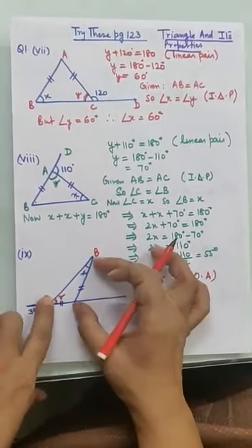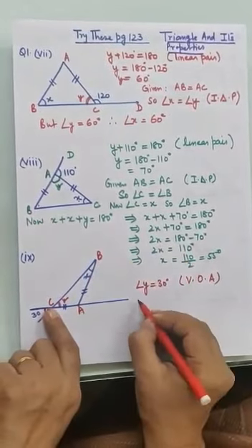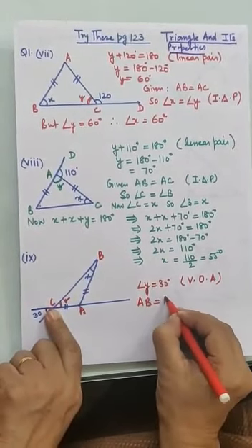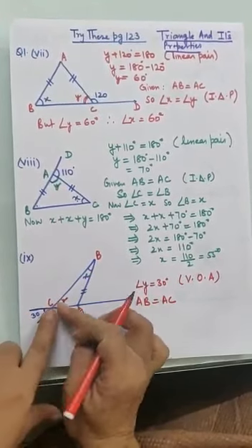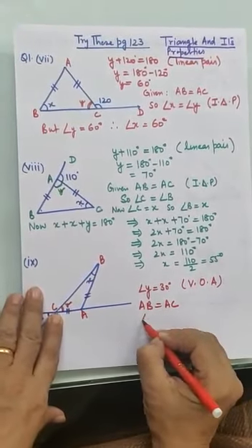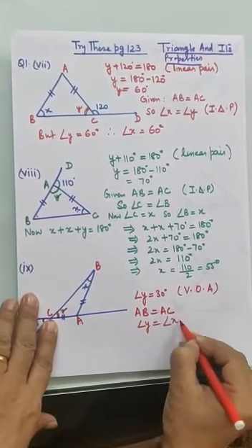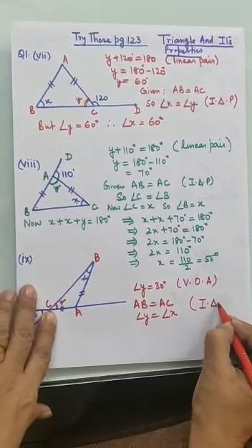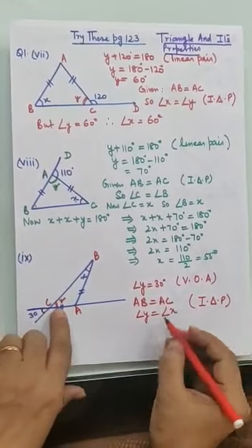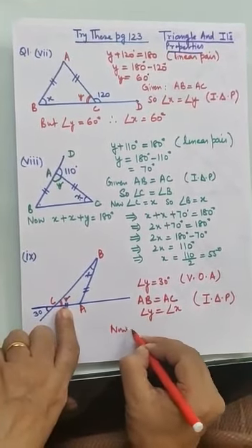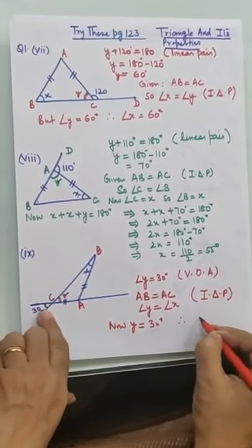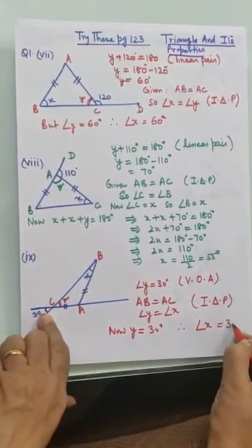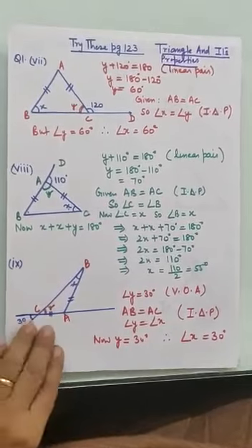Okay. Now what is given? AB is equal to AC. AB equal to AC means angle x is equal to angle y. Right? What is this? Isosceles triangle property. Now angle y is how much? 30 degrees. Therefore angle x is also equal to 30 degrees. Understood?